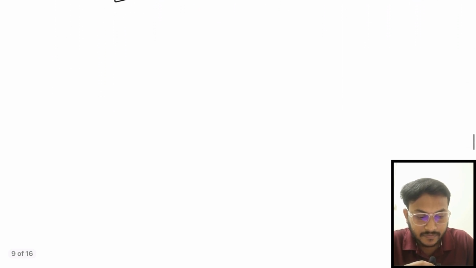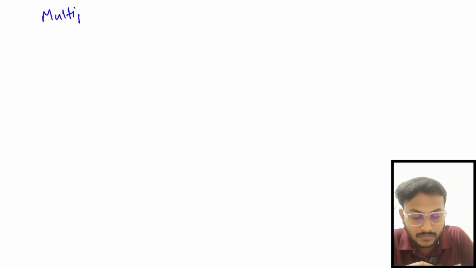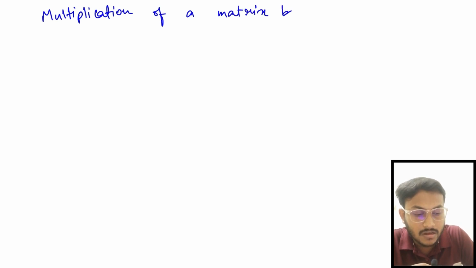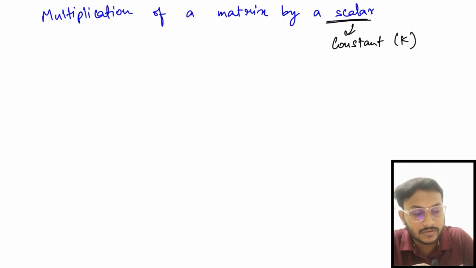Next we will see multiplication of a matrix by a scalar. Here, scalar means a constant. Scalar means a constant.